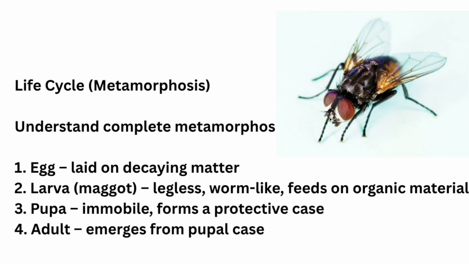Looking at the type of metamorphosis or life cycle, it undergoes complete metamorphosis. Now, it moves from egg, which is laid on decaying matter, to larva, which is the maggot, and then to pupa, which has a protective case, and this particular form is immobile. Then number 4, the adult emerges from the pupal case. So that is the developmental stages of specimen A.